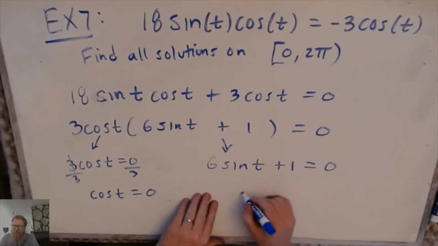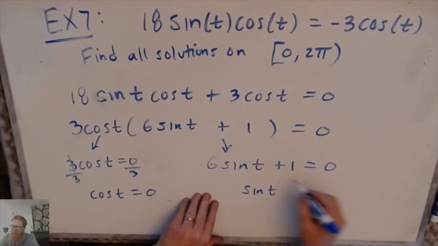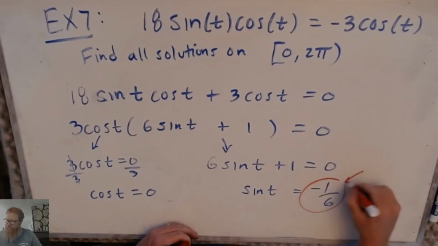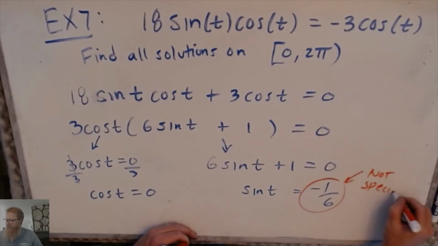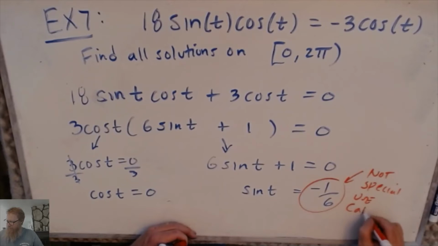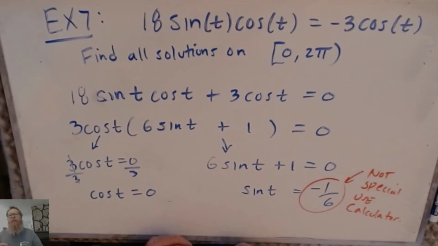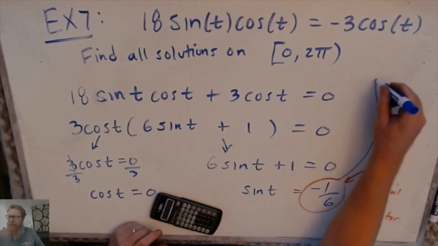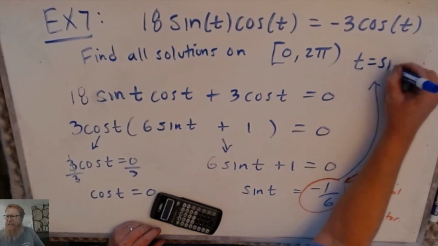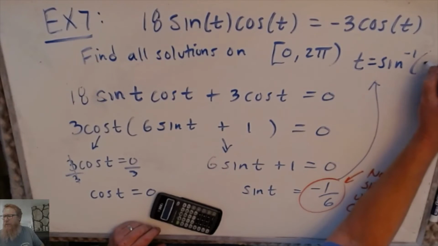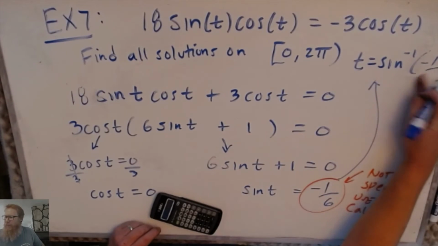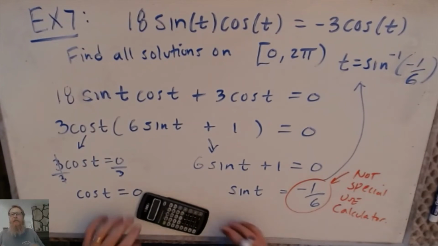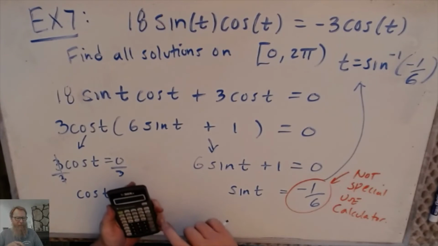This one's a little tougher, but I think you all know how to do it. Just subtract 1, divide by 6. You're going to get negative 1/6. This is not a special angle, so you need to use your calculator. So we're going to get t is sine inverse of negative 1/6.